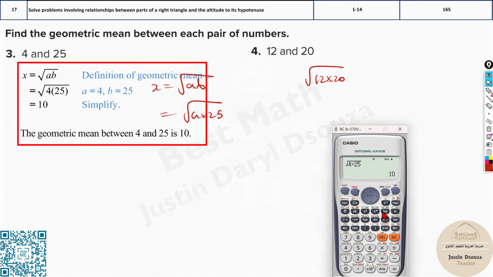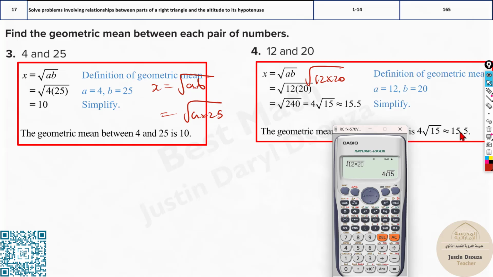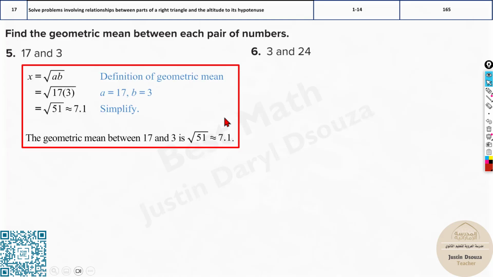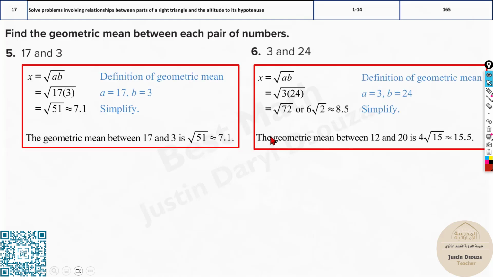And in the same way over here, you can just use the square root symbol. 12 times 20, it's 4 root 15, or you can consider it 15.5. It's approximately 15.5. Please do these by yourselves. They're again very easy. Directly in the calculator, you will get these answers.